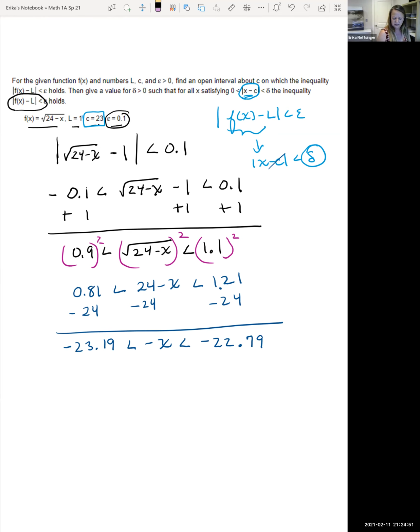So we want to be x and not negative x. So we can just multiply everything through by a negative 1. The only thing is that we have to be careful because remember when you're dealing with inequalities and you multiply or divide by a negative, that changes the sign. So this is now going to be a greater than in here. So doing that, we get positive 23.19 is greater than x is now greater than this 22.79.